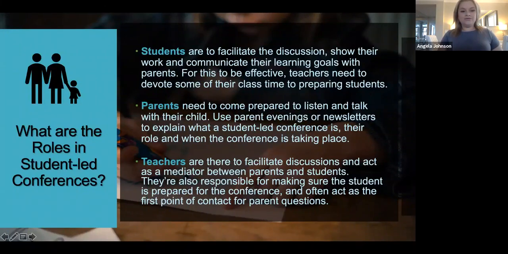What are the roles in student-led conferences? So what are the students doing? What are the parents doing? What is the teacher doing, right? Or teachers. So students are to facilitate the discussion. So they will help start that discussion. They show their work, they communicate their learning goals with their parents.